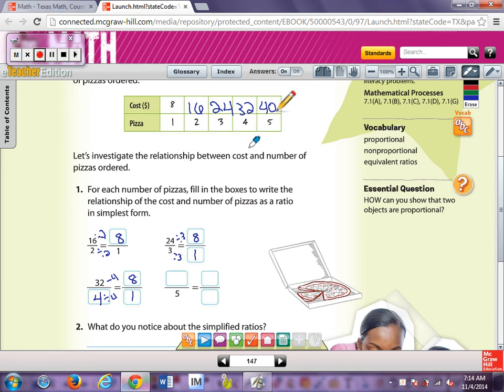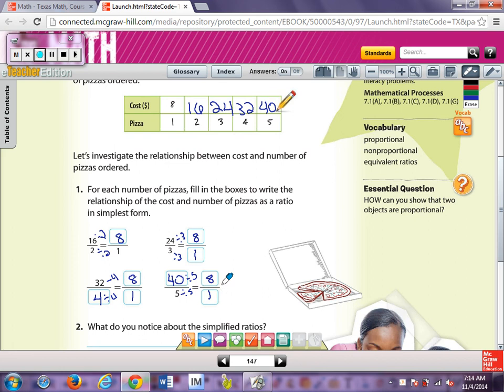And finally, my last combination was 5 pizzas, $40. So $40 for 5 pizzas. And if I divide the top and the bottom by 5, I get 8 to 1. So 8 to 1 is this common ratio. That means that it would be on average $8 per pizza when I'm being charged in every single combination here. And that shows what we call a proportional relationship.